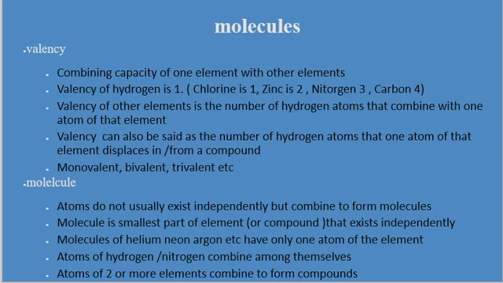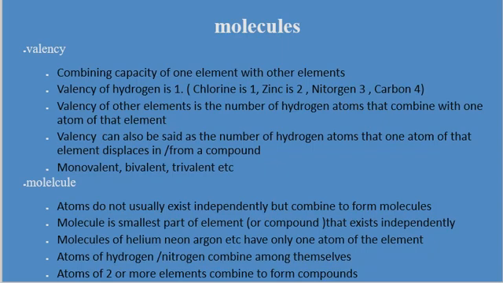Valency of hydrogen is 1. Valency of chlorine is also 1. Valency of zinc is 2. Valency of nitrogen is 3. Valency of carbon is 4. That means what? 1 chlorine will join with any other element, 2 zinc will join with any other element, 3 nitrogens will join with any other element, and 4 carbons will join with any other element. This is the combining capacity of this particular element, carbon or nitrogen, with other elements.